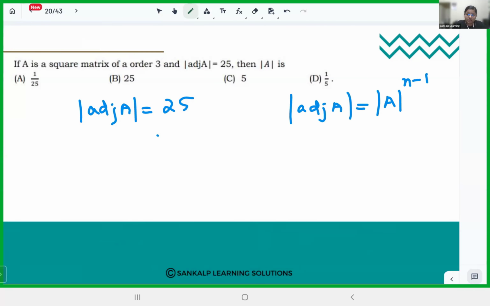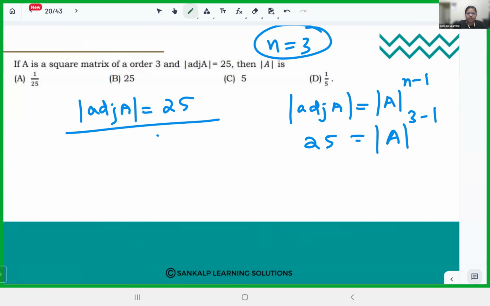Determinant of A raised n minus 1. Here n is equal to 3. Isn't it? So this is equal to determinant of A power 3 minus 1. Right, determinant of A power 3 minus 1. And what is the value of adj A? Adj A is equal to 25.